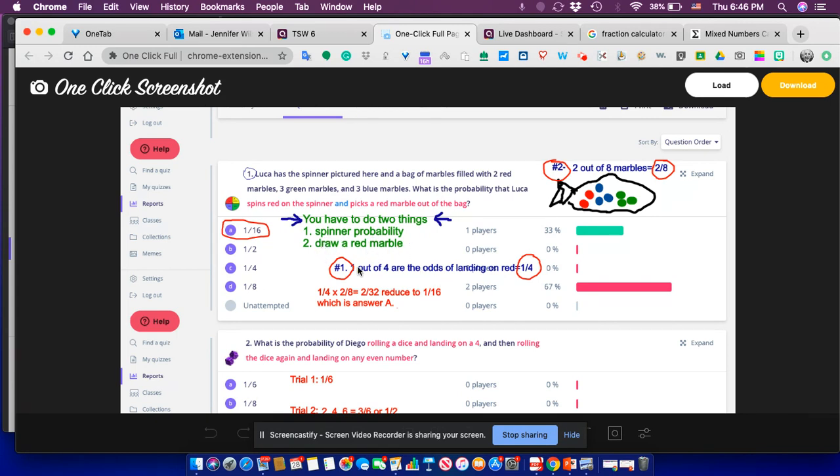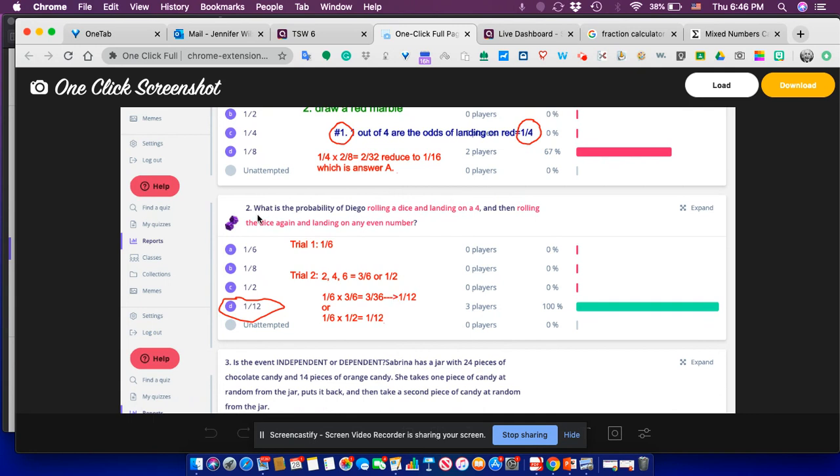a red marble. So we know there are 4 spots, so you'd have 1 out of 4 of the odds, or 1/4. So you're going to bring 1/4 down here. Then you're going to have number 2, which is 2 out of 8, because there are 2 red marbles out of 8. And you're going to do times 2/8, which is 2 over 32, which can be reduced to 1/16. So you can see here that the answer is A.